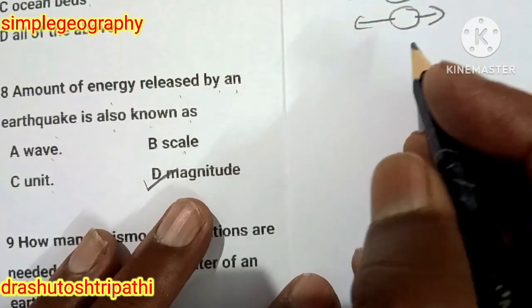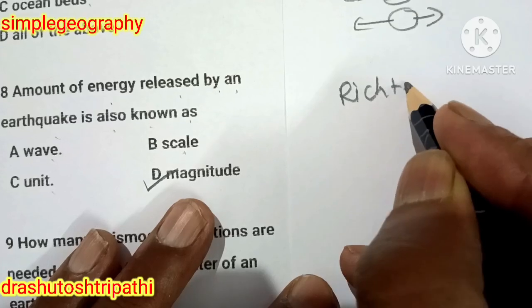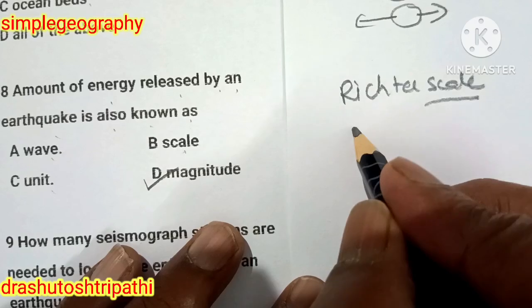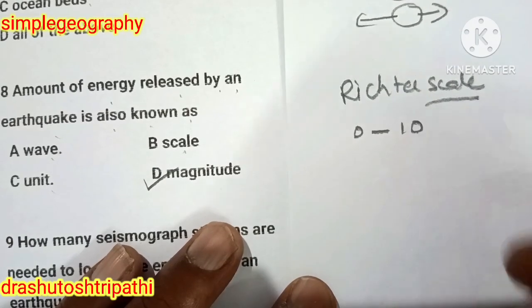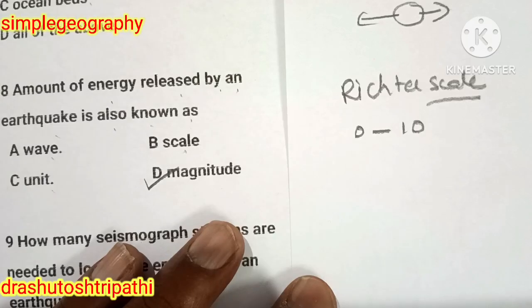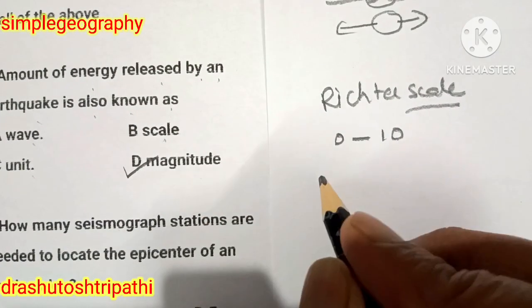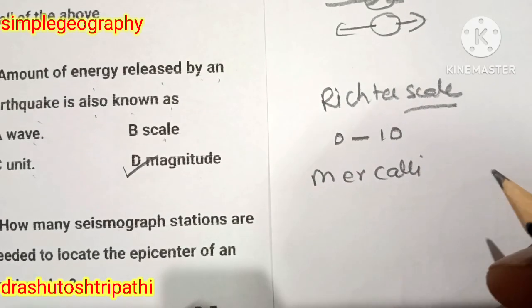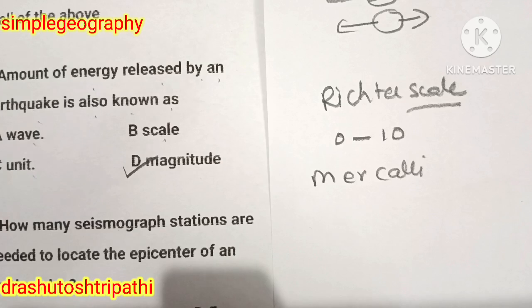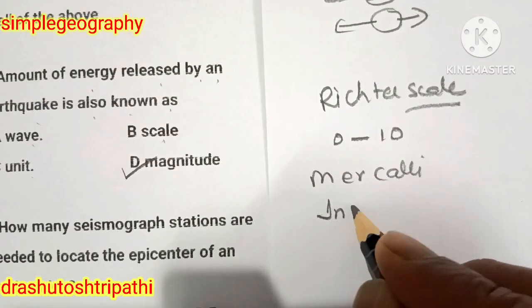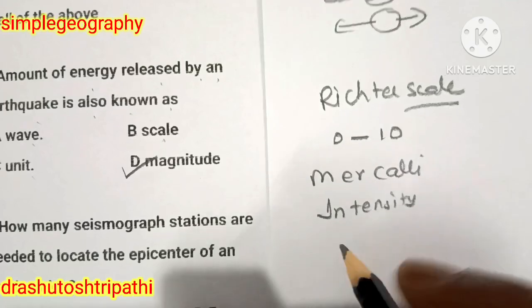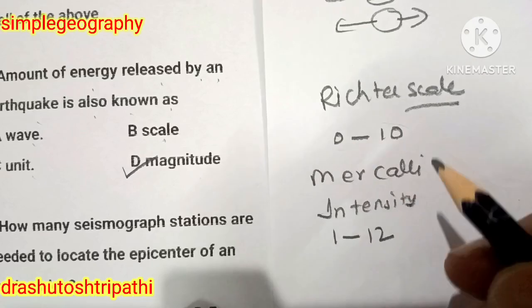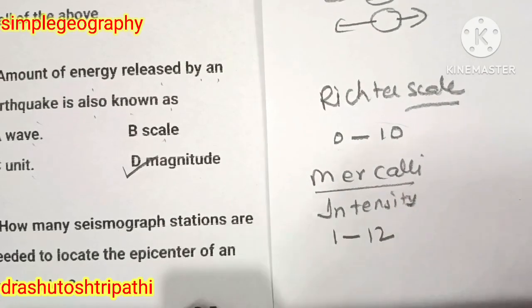The earthquake is generally measured by the Richter scale, discovered by Charles Richter, and it runs from 0 to 10. There is another scale which measures the earthquake, that is the Mercalli scale. Actually, it measures the intensity, and its numbers run from 1 to 12. So the Richter scale runs from 0 to 10, and the Mercalli scale runs from 1 to 12.